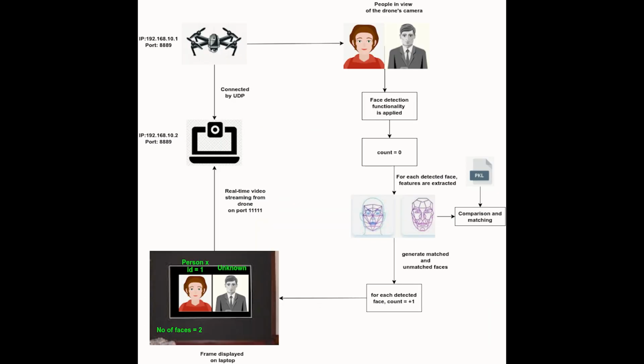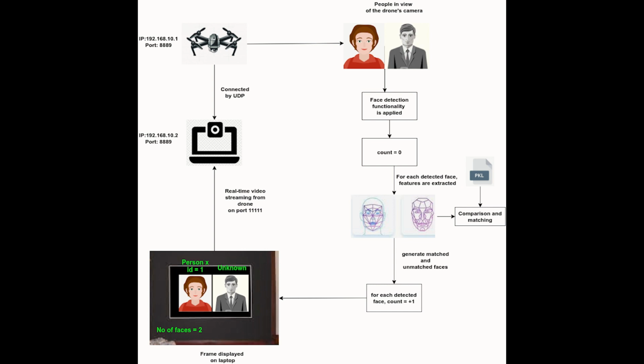The system architecture diagram represents how face recognition works. The steps are broken down into the following. First, the drone is connected to the local machine through UDP connection. The drone takes off and the camera starts video streaming in real time. The face detection functionality is applied to detect people in view of the drone's camera. A counter is initialized to count the number of faces detected. For each detected face, features are extracted and compared to the encodings in the pickle file.